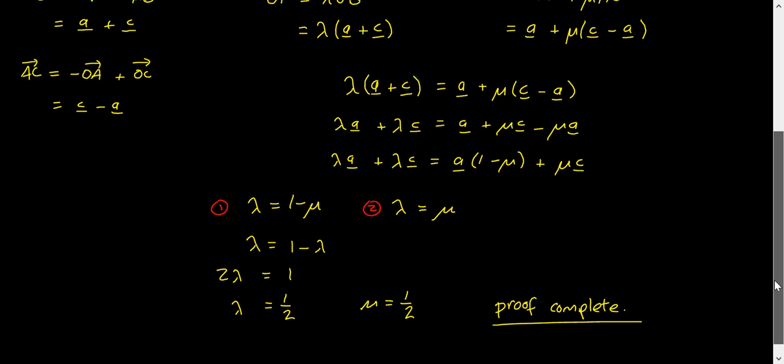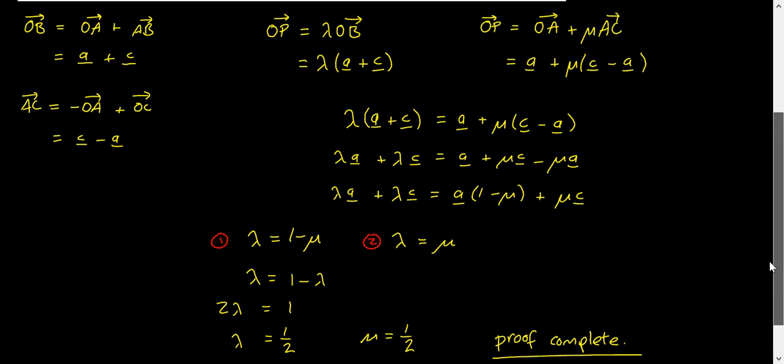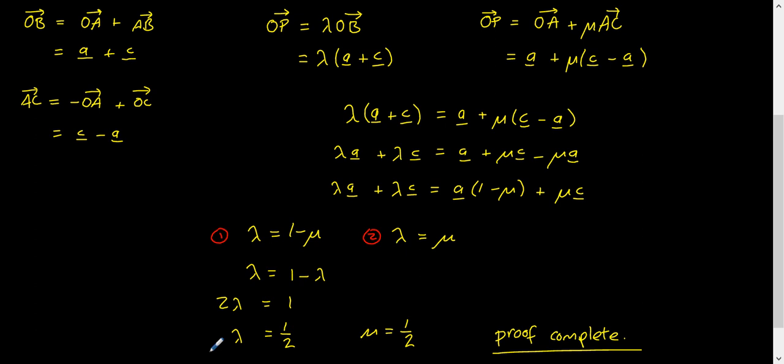Now that's a key thing. It's a recurring theme in vectors questions, that of comparing coefficients. Write out all your vectors as clearly as you can, and then compare coefficients later on. By comparing coefficients, it's literally counting the number of A's on the left with the number of A's on the right, the number of C's on the left with the number of C's on the right.